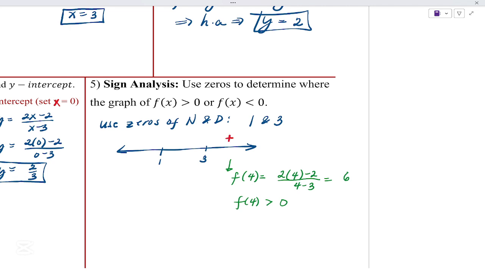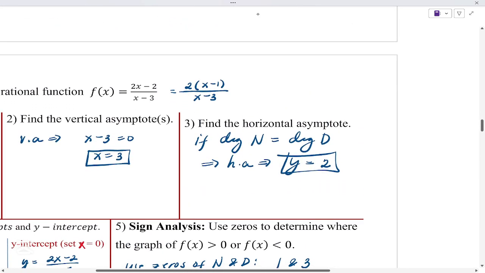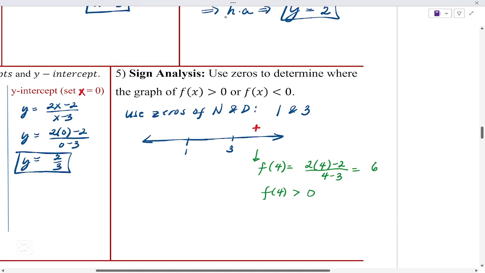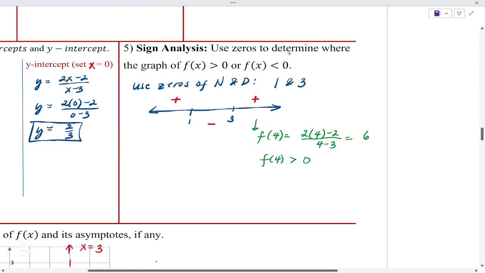And then for the other intervals, we can make use of the idea that this 2x minus 2 has multiplicity 1, or odd power, and this x minus 3 is also odd power, so the next sign is negative because it should change the sign, and then the other one is positive. We can write this because the question is where the graph of the function is greater than 0 and where it is less than 0.